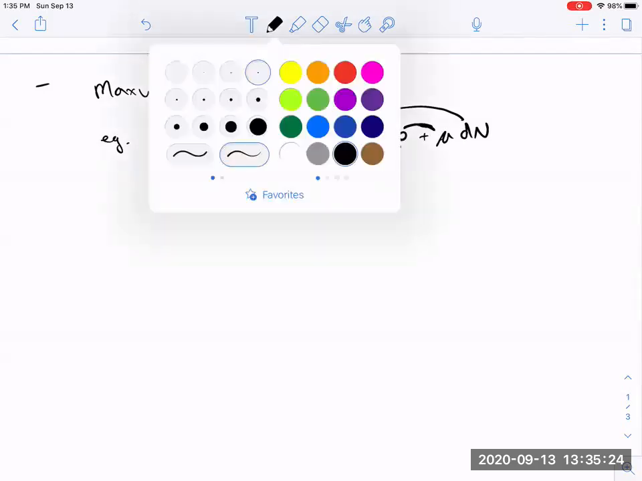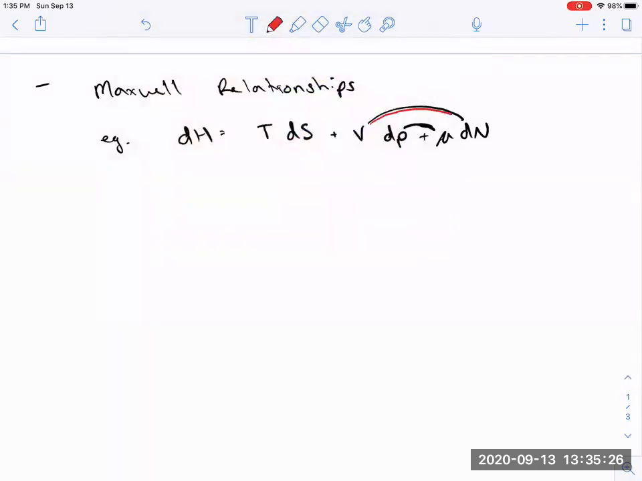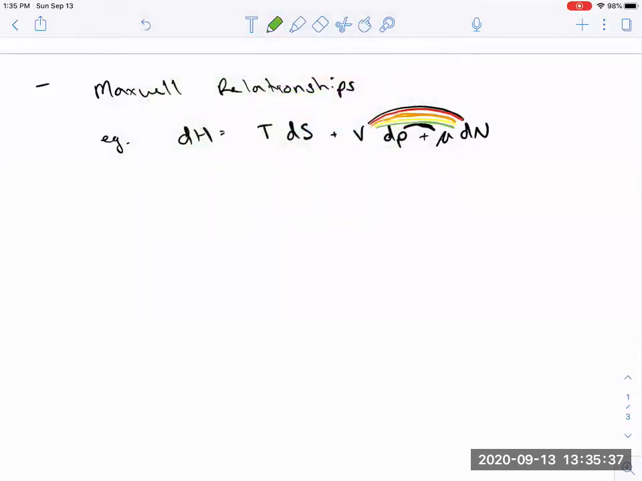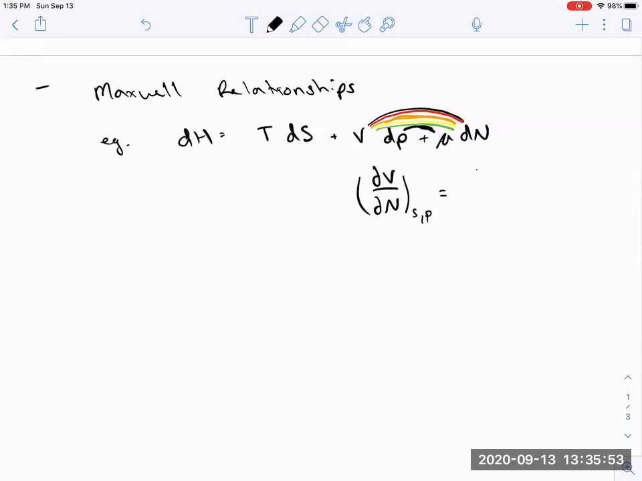I like to think of this as a little rainbow that one can draw with an auxiliary function. You get the idea. So it says that dV/dN at fixed S and P, those are things that the enthalpy is a natural function of, must be equal to d mu/dP at fixed N and S.